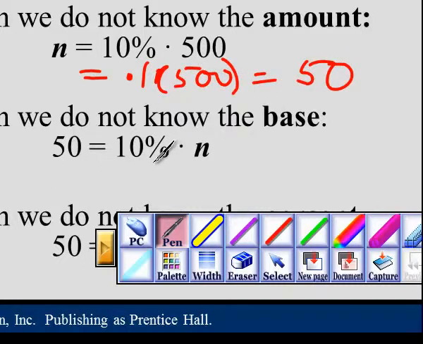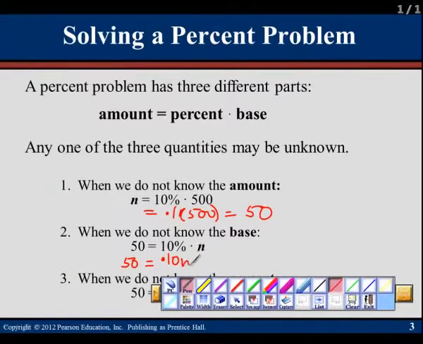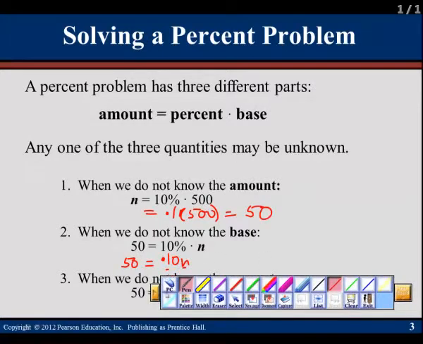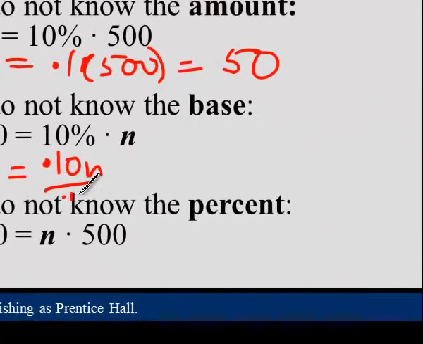Okay, here we do not know the base, but we do know the percentage. Again, convert that to 0.1 equals 50. So that's 0.1 n. And then you divide by 0.1. Divide by 0.1, and you get n equals 500.